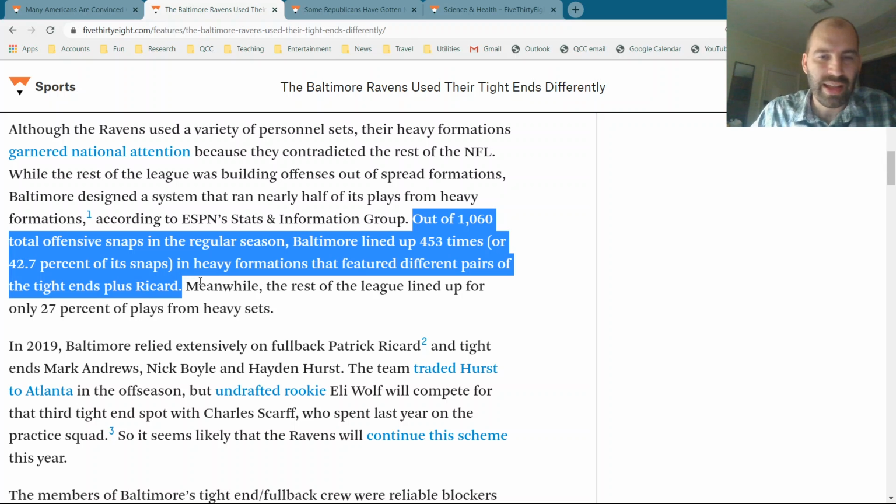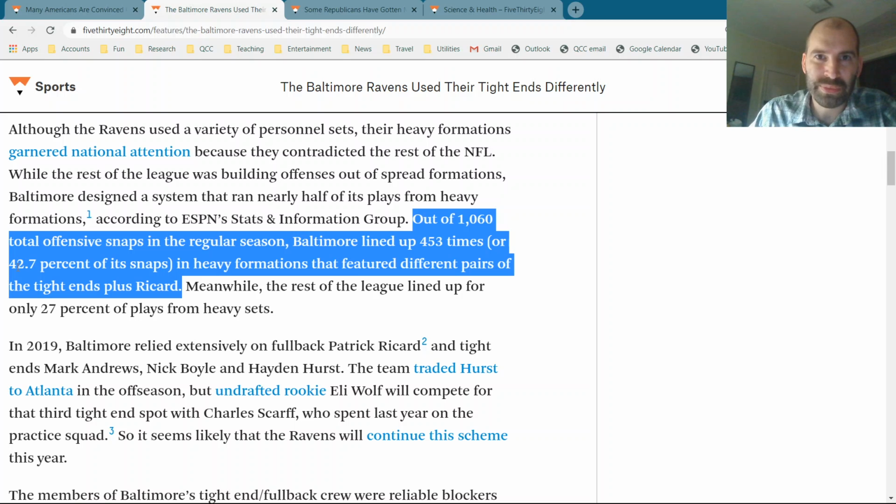And they say that Baltimore had heavy formations 42.7% of the time. Meanwhile, the rest of the league lined up for only 20% from heavy formations. I imagine that means they're heavier players. So the question is, this 42.7%, is that a parameter or a statistic? Now, you might be tempted to say statistic here.